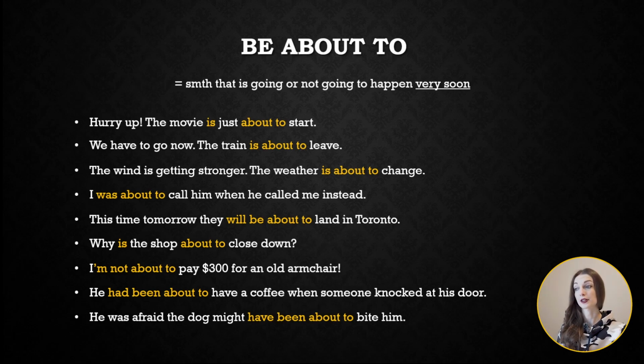Pay attention to the negative example. That's the sentence, I'm not about to pay $300 for an old armchair. That's an exclamation. We can use I'm not about to in order to say that we don't want to and we will not. It's a synonym of won't, of the negative form of will. I won't pay, I refuse to pay that sum of money for such an old armchair. I'm not about to pay, the same.